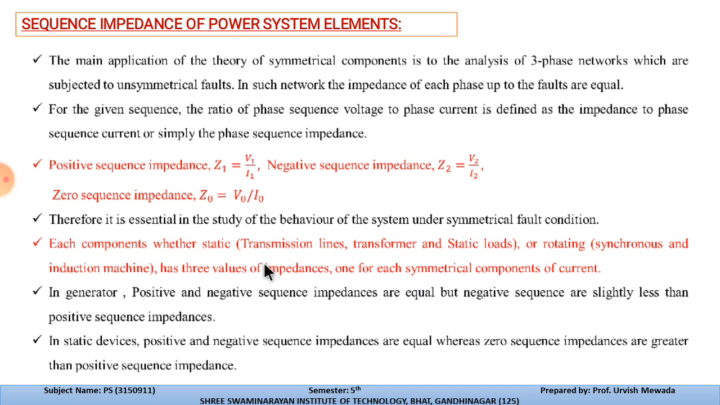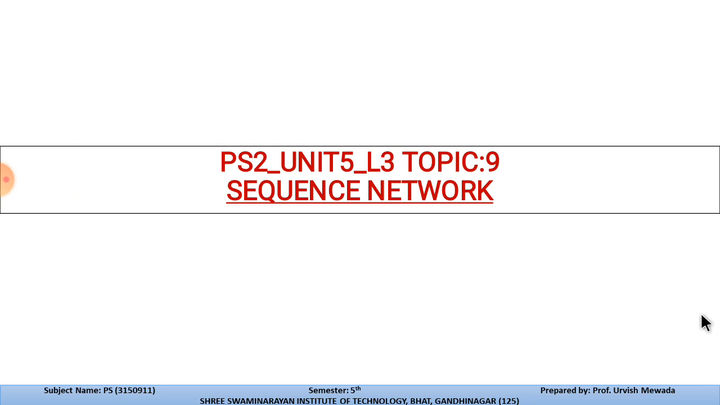This is the rotating device. Now in the static device, the positive and negative sequence impedances are equal. So in both cases they are equal, whereas the zero sequence impedance is greater than the positive sequence impedance. These two are the points that we can use while we are solving the sequence impedance of the power system elements. Now let us discuss the sequence network.